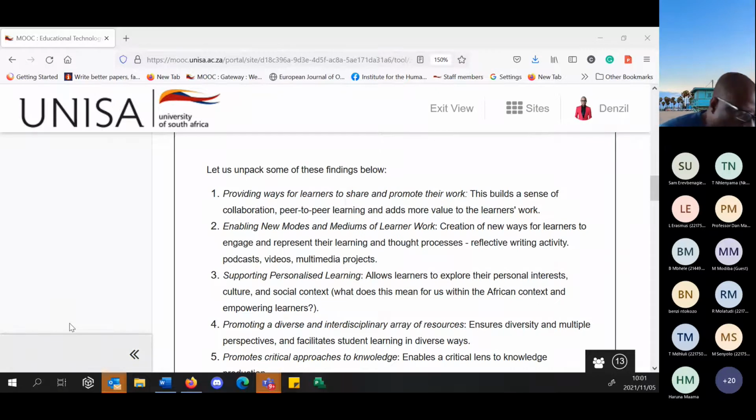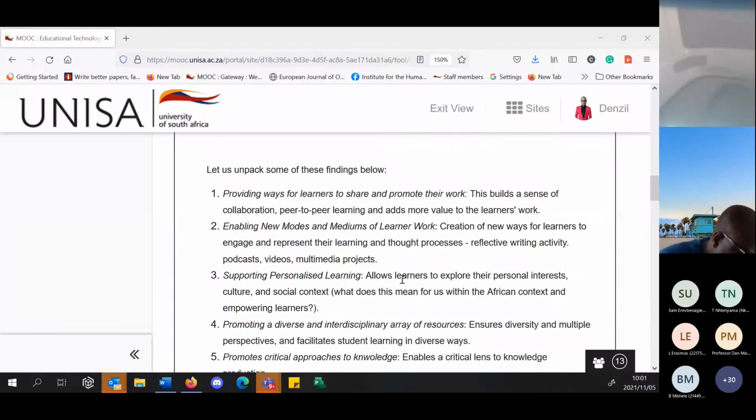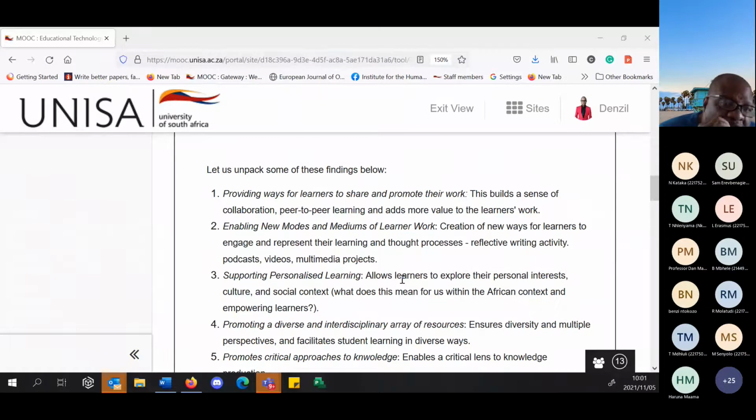Thanks. Enabling new modes, creation of new ways for learners to engage and represent their learning and thought processes, reflective writing, podcasts, videos, multimedia projects. And one of the things that you'll find in our next session is that I want to see what it means for us to create a podcast, right?